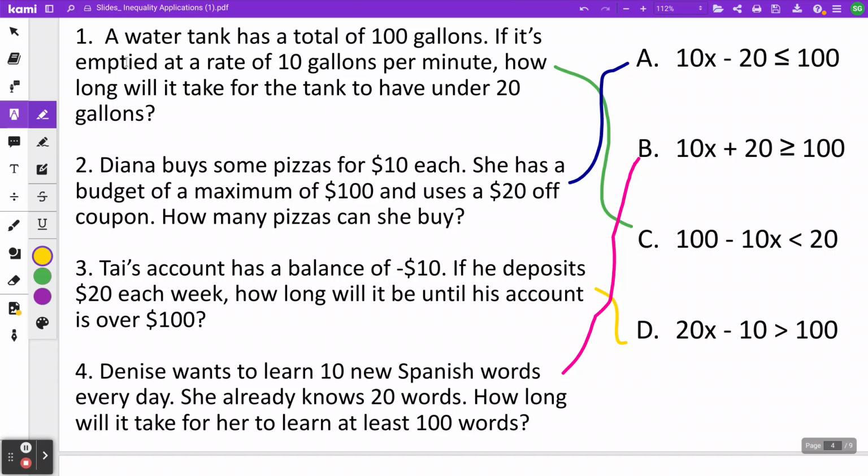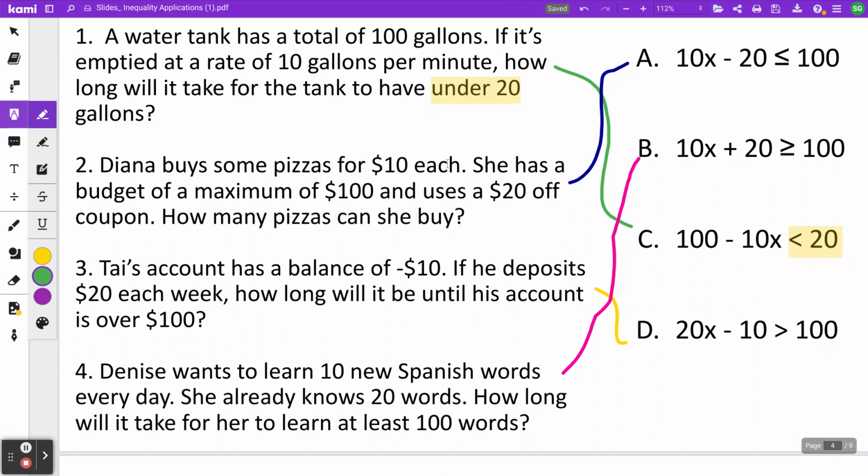Because we are emptying the tank, that is why we're using subtraction. We're emptying 10 gallons per minute. So that's happening again and again and again. That's where that 10x is coming from. And then I asked you to look for those inequality words. Under 20 is how we know that we're using that less than sign, that less than 20 right there.